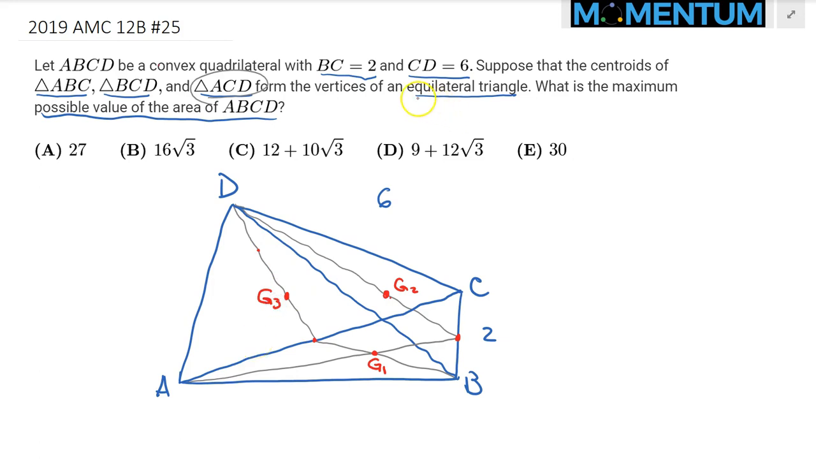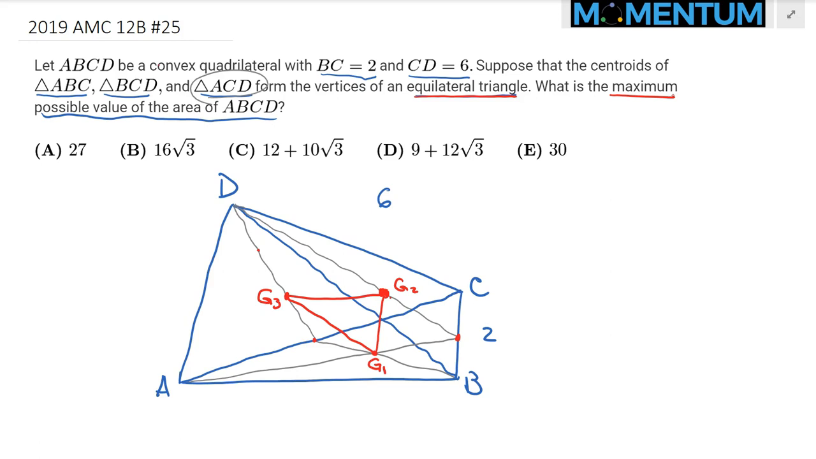The claim, as I suggested earlier, is that G1, G2, G3 is an equilateral triangle, something like this. So we have this equilateral triangle here. Then we want to find the area of quadrilateral ABCD.